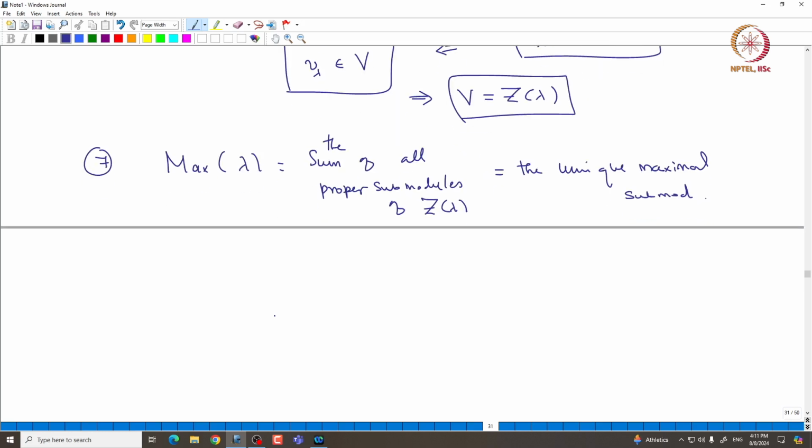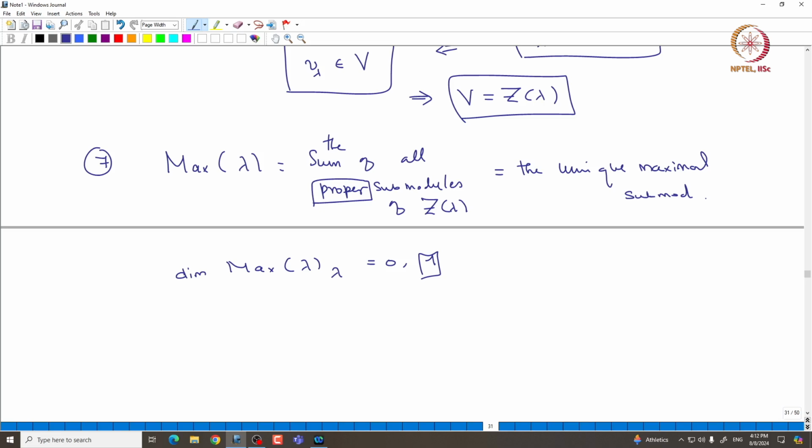The way you can see this is to consider the λ weight space of Max(λ). The dimension of this can be either 0 or 1, because it has to be a subspace of Z(λ)_λ, which is one dimensional. If it is one dimensional, that would force Max(λ) to be equal to the entire module Z(λ). But the thing is, we are taking the sum of all proper submodules of Z(λ).